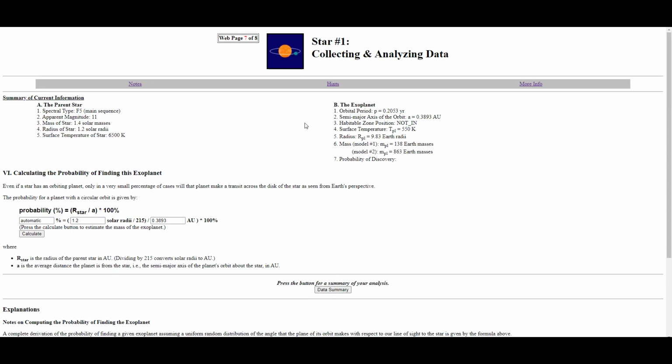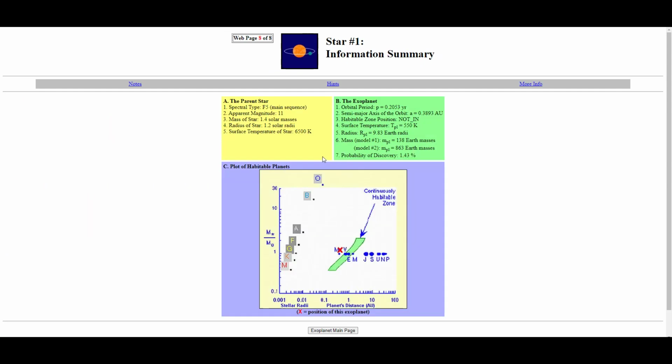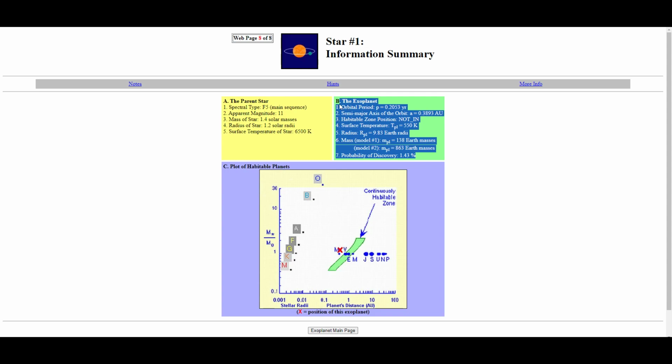And finally, it's going to look at probability of discovery. So there's a lot of exoplanets out there, and this is based on a calculation of percentage on whether or not it's going to be producing that very first model where we saw the lines on the graph. Again, it's doing all the math for you, but it's about how likely we are to find an exoplanet of this style. And you'll see here that it does the math for you, 1.43%. If you hit data summary, it'll give you that last page with everything on it. And we have filled out the whole chart. So that is star 1.